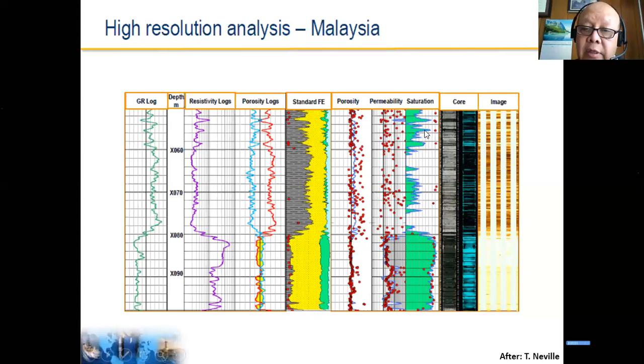Then here is the saturation computed using the thin bed evaluation method. We have a very good match with the core because these are water saturation using Dean Stark measurements. So we have a very good match in the hydrocarbon zone. We have less, but still a lot better than what we had before. So here is a core image under white light and under UV light. So we do see that in the core image, there are hydrocarbon bearing streaks. And the image log in this section here shows that there are thinly laminated sections in here.